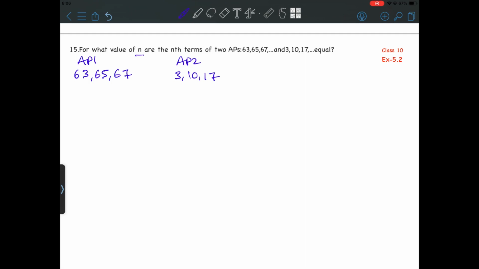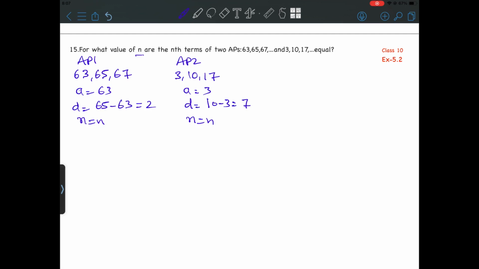So we can see the values from here for the first term. For this AP, the first term will be 63. Common difference will be 65 minus 63, that gives you 2, right? And the n will be n because both should have the same value of n, because that will be the point where they have the same values of the series, right? So for the second AP, the A will be 3, D will be 10 minus 3 is equal to 7, and n is equal to n, right?